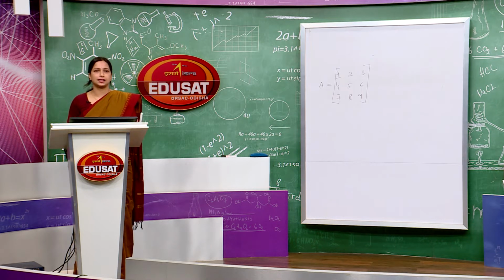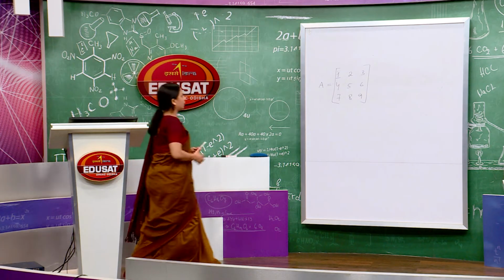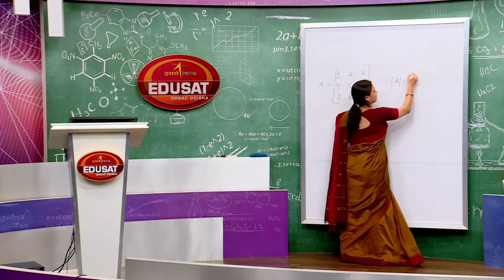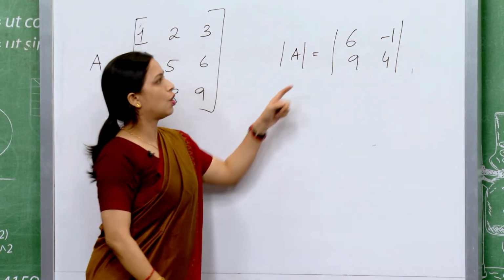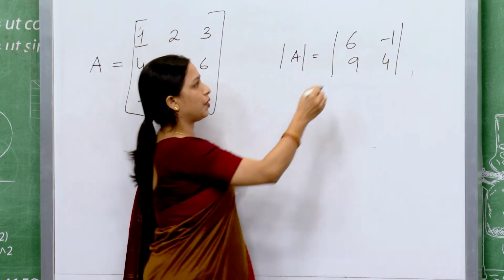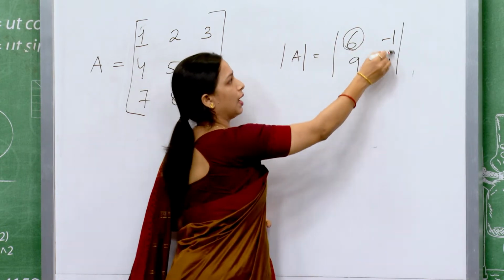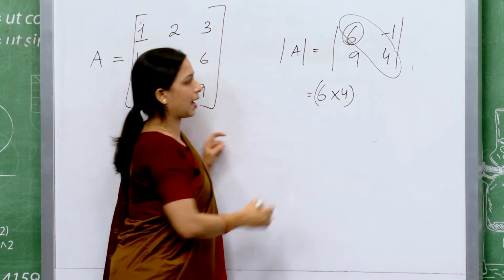Next, I have taken some examples as you can see. This determinant consists of 6, minus 1, 9 and 4, right? Now how do we find the determinant? Let's take a look at the blackboard. So if I have to find the value of this determinant, it is written 6, minus 1, 9 and 4, right? First I have to take the product of the principal diagonal. How do we know which one is the principal diagonal? We see the first element and its diagonal, they form the principal diagonal elements, right? So 6 and 4. We take the product of 6 into 4.